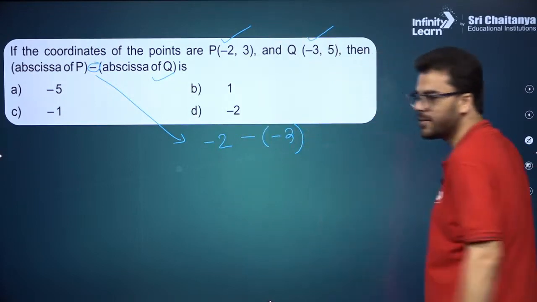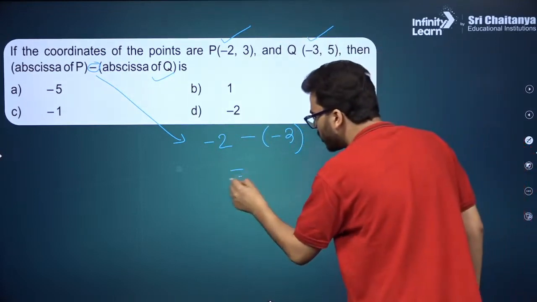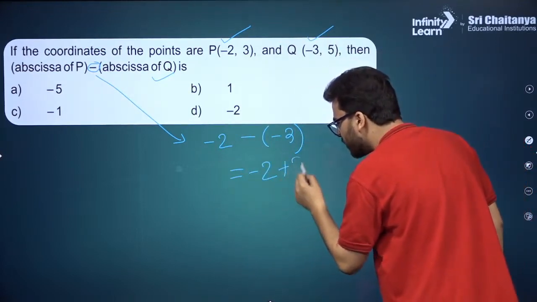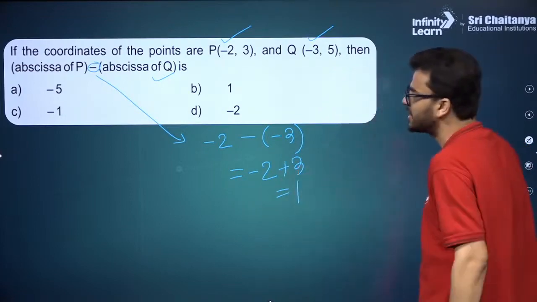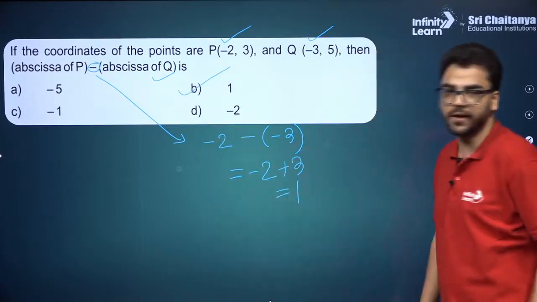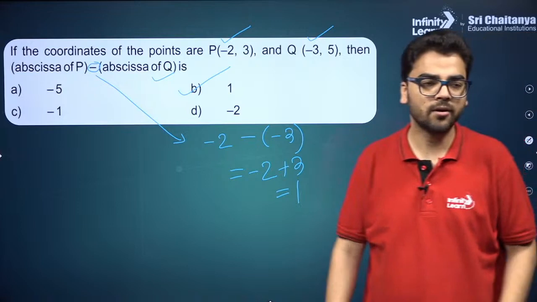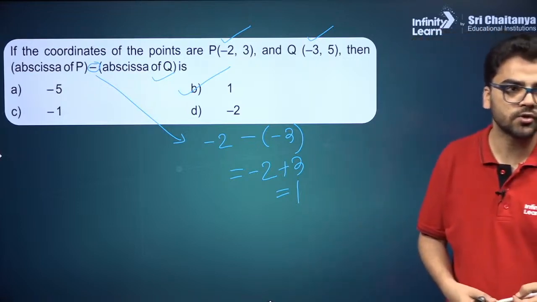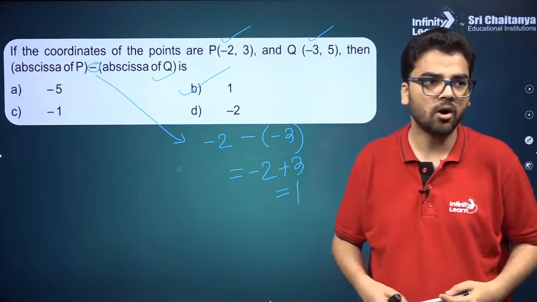Abscissa of Q is already -3 over here. So therefore two negative signs are coming. So -2 plus 3, therefore 1 is the answer. Option B is correct over here. Correct? Option B is correct. Very good, Sufia, Narsimlu. Option B is correct.